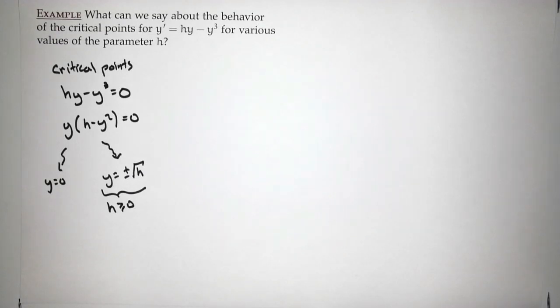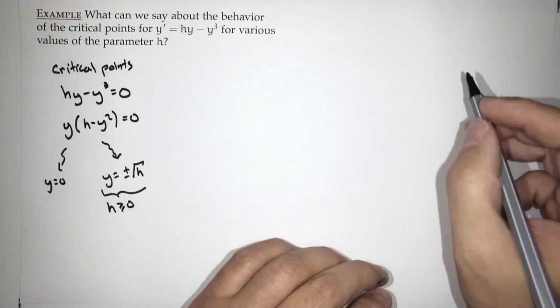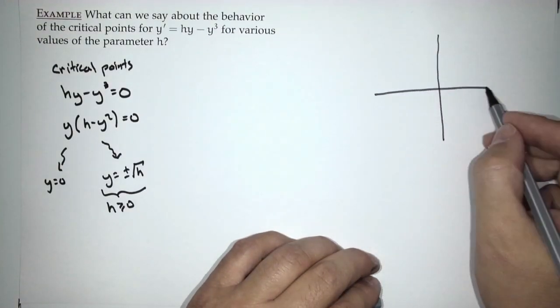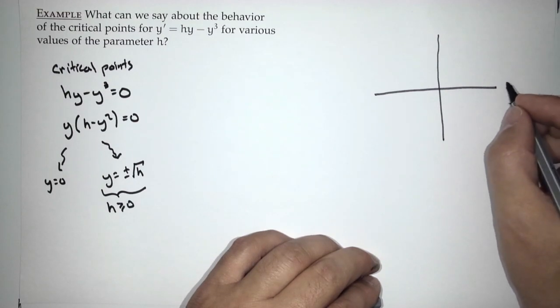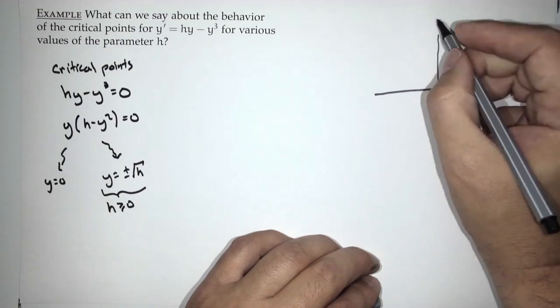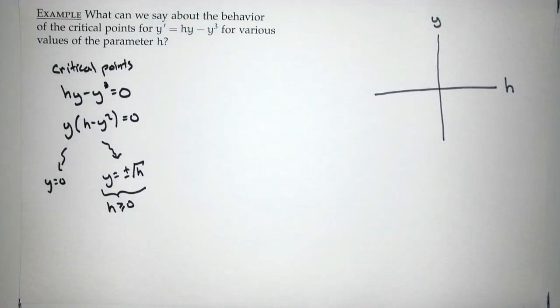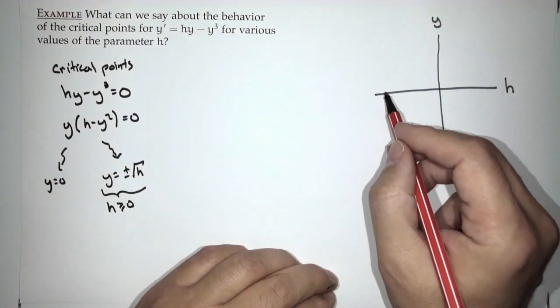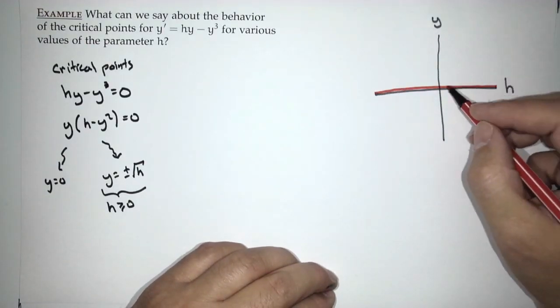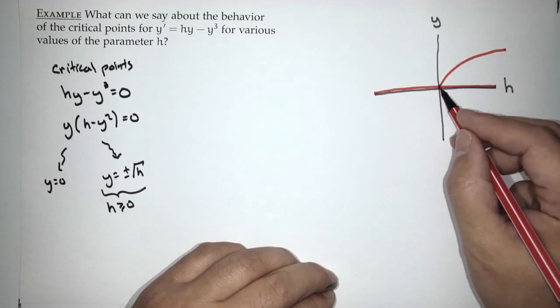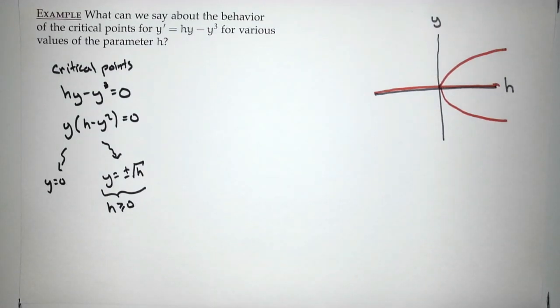All right, so now we're going to sketch a diagram. No surprise. But I want to point out this is going to be different from the diagrams we've already sketched. I'm going to put h here on this axis and y on that axis. And so we have some critical points. We'll sketch them in. We have 0 is always a critical point. But then we also have this plus square root of h and this minus square root of h. So our goal is to understand the behavior of these critical points. Now, the way we're going to do this is we're going to take a look at the behavior at a couple of different times and just say, okay, what's happening? And in particular, what seems to be an interesting choice for h?